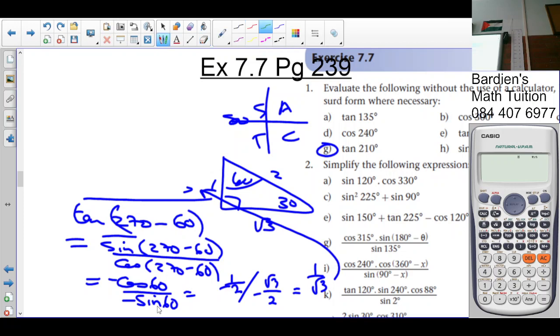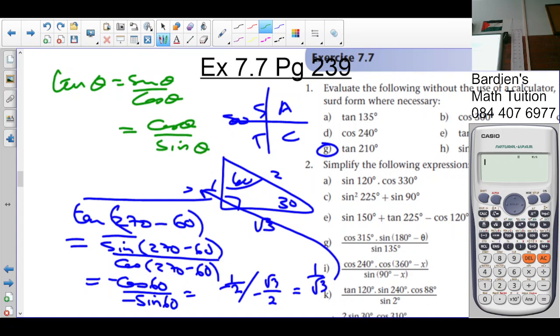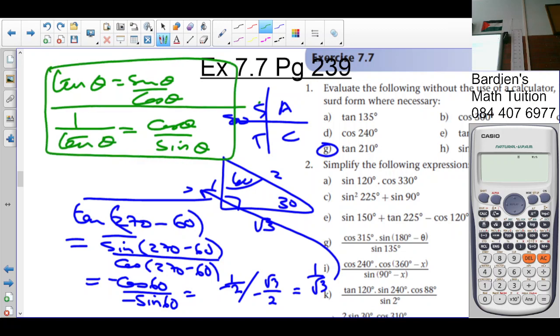So I want you guys to make the note that tan theta is equal to sine theta over cos theta. So cos theta over sine theta has to then be equal to, you see, that's a reciprocal. Take the reciprocal here, it will be 1 over tan. So which means to say, tan.